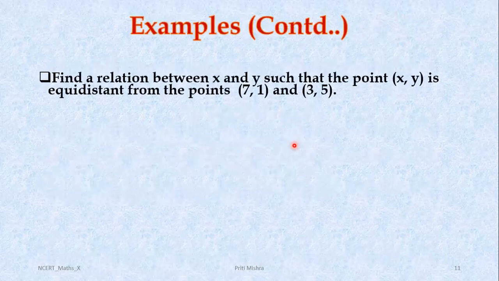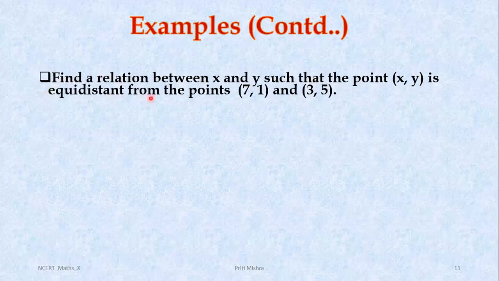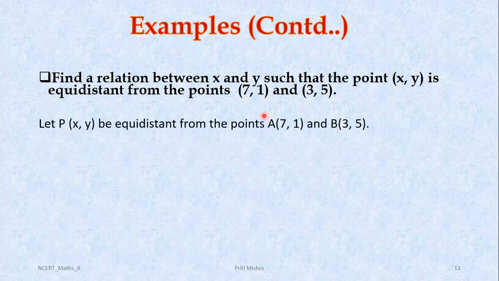Now let's have another question. Find out a relation between x and y such that the point (x, y) is equidistant from the points (7, 1) and (3, 5). Means this point is at the same distance from the point (7, 1) and from the point (3, 5). These two distances are the same. So we will use the distance formula here, and we will apply distances from (x, y) to (7, 1) and (x, y) to (3, 5) with an equal to sign.